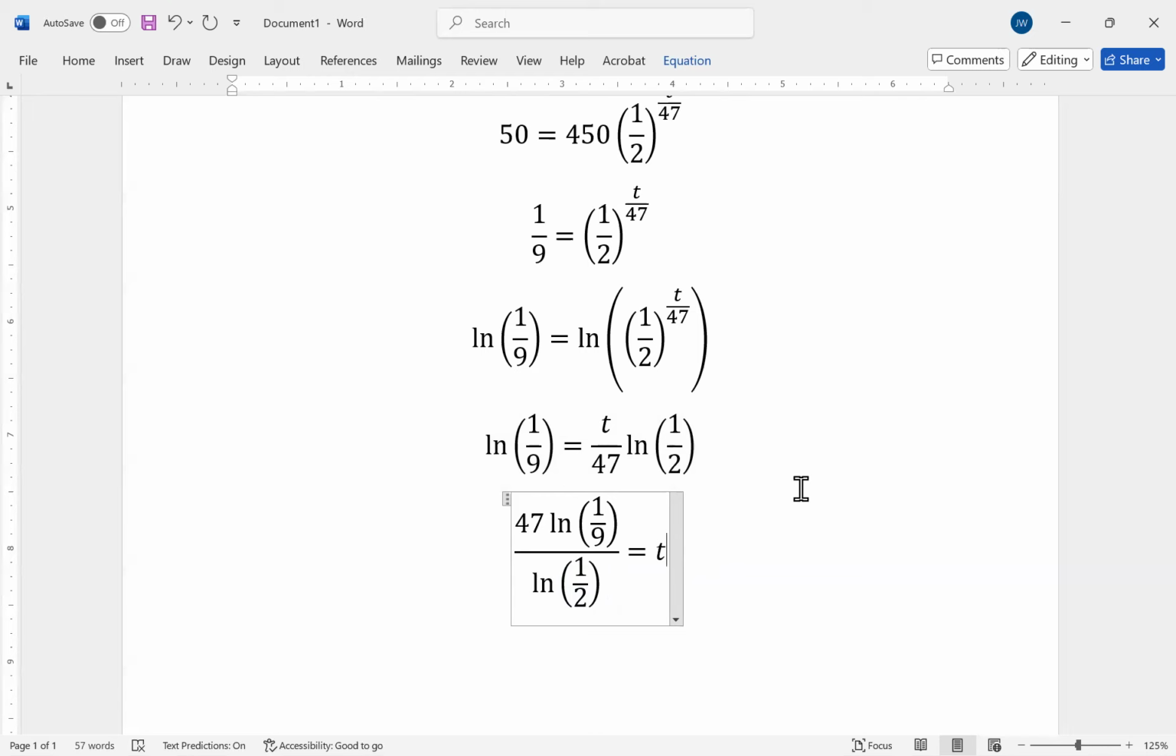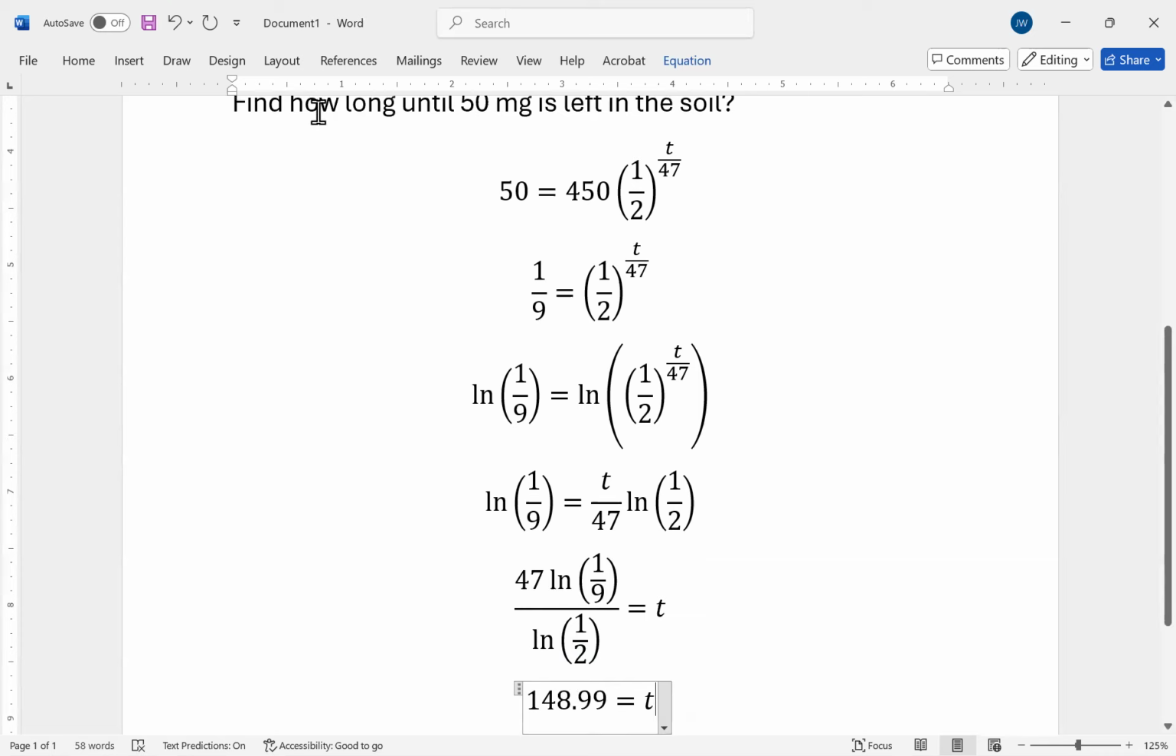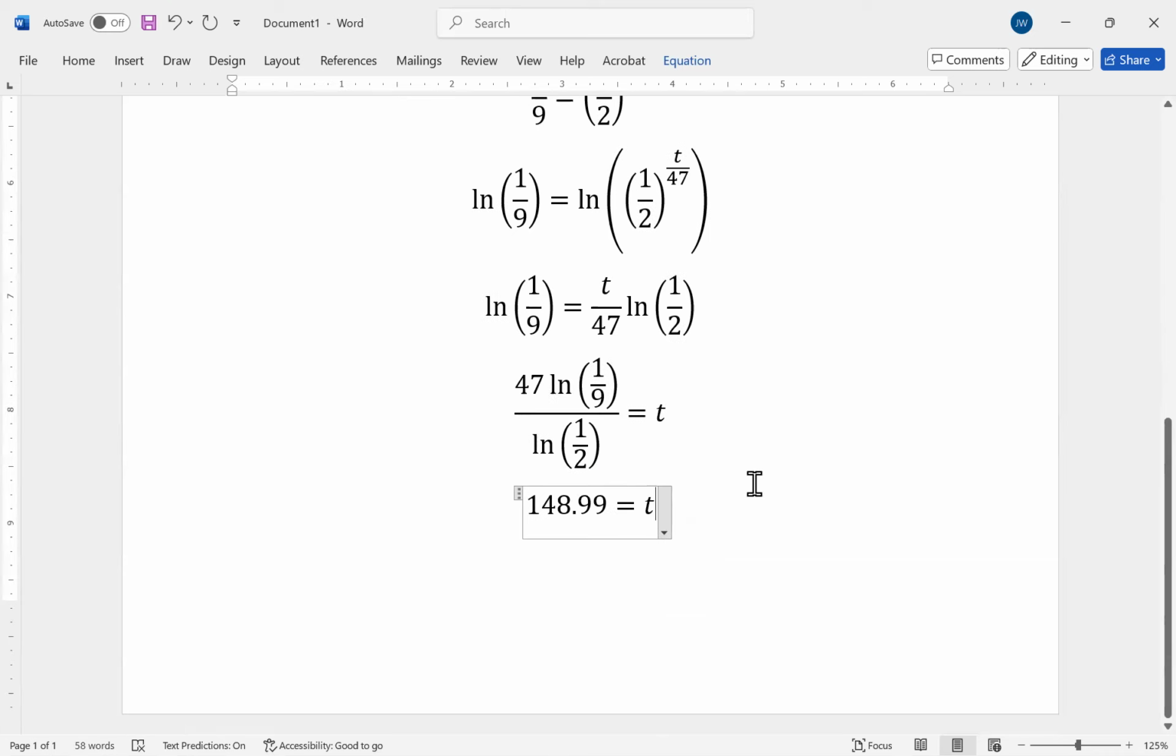When I do that, I end up with 148.99 approximately. Remember, this t was in days. So how long until 50 milligrams is left in the soil? About 149 days.